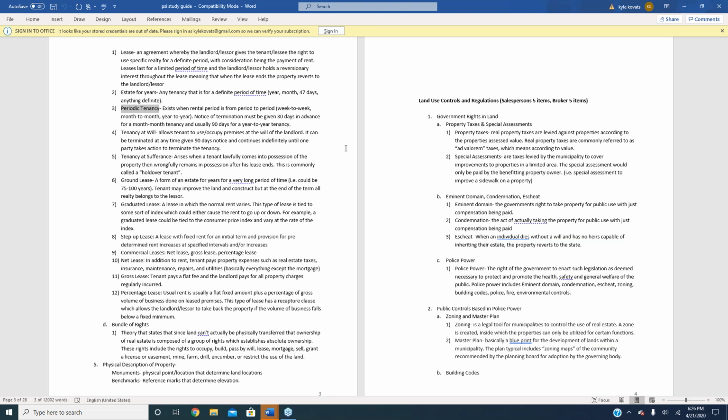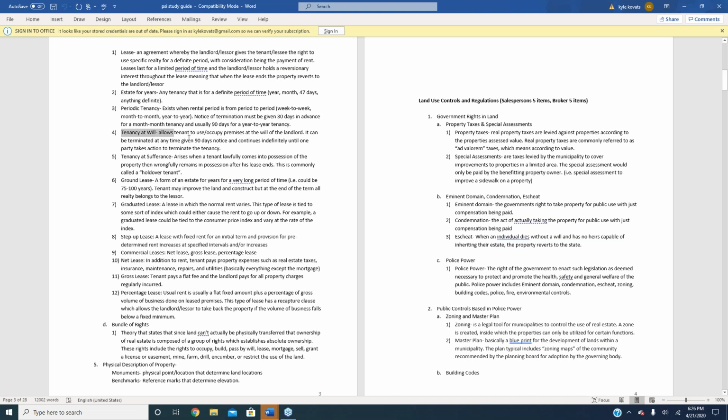This could be week to week, month to month, year to year. The two that we have to know about are really the month to month and year to year, and specifically the notices of termination. So if you sign a month to month periodic tenancy, hypothetically, that lease will go on forever until landlord or tenant gives 30 days notice to cancel. In a year to year, it's 90 days notice. So if I sign a year to year lease today, that will hypothetically go on forever until landlord or tenant gives 90 days notice to cancel. So it's important to know those days of notice of cancellation.